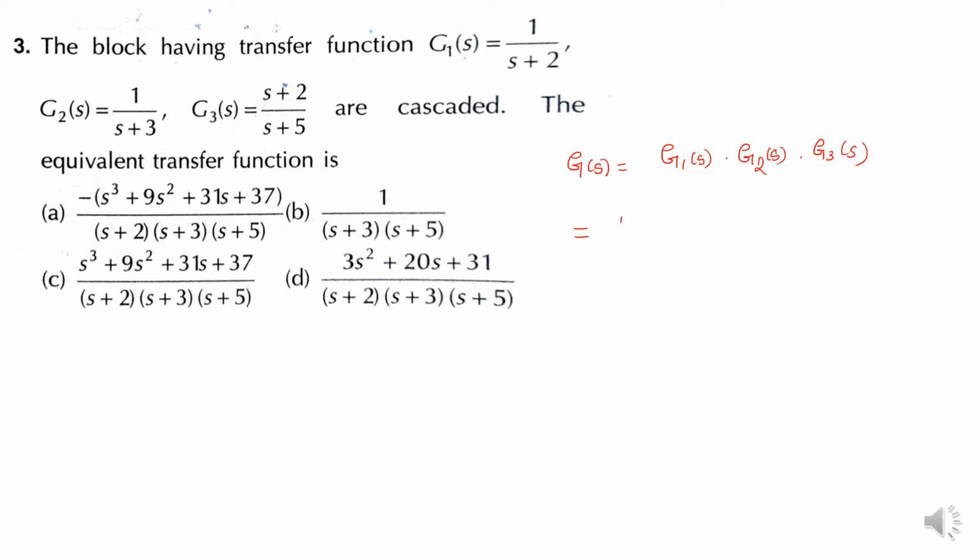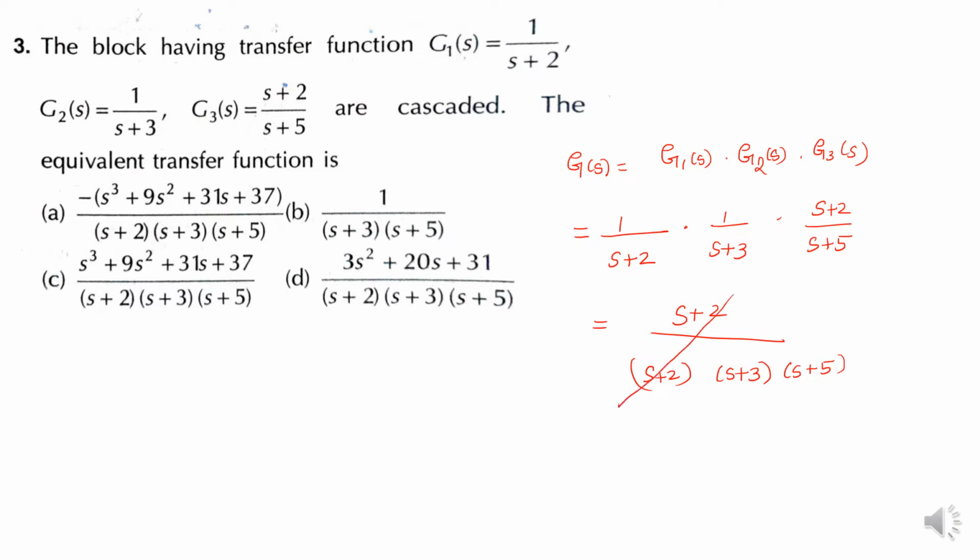So first you have to write block 1, 1 by s plus 2, into 1 by s plus 3, into s plus 2 divided by s plus 5. The answer is (s plus 2) divided by (s plus 2)(s plus 3)(s plus 5). The s plus 2 terms get cancelled. The answer is 1 by (s plus 3)(s plus 5). So, option B is the correct answer.